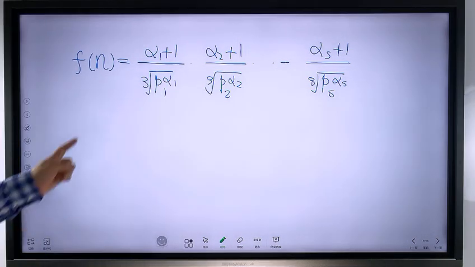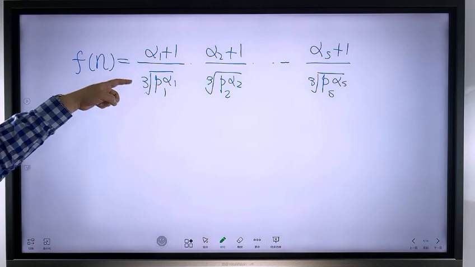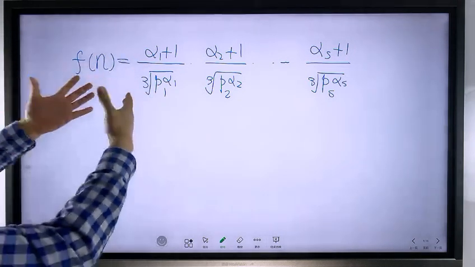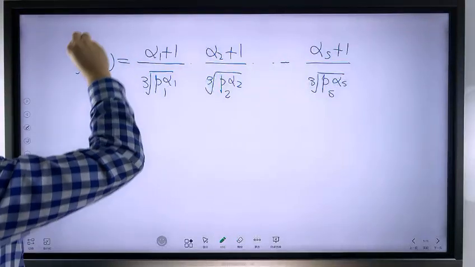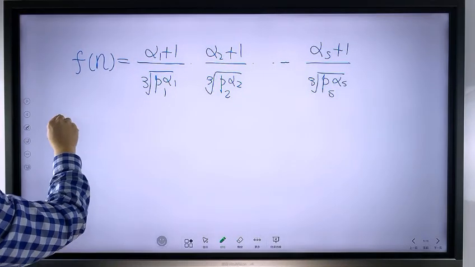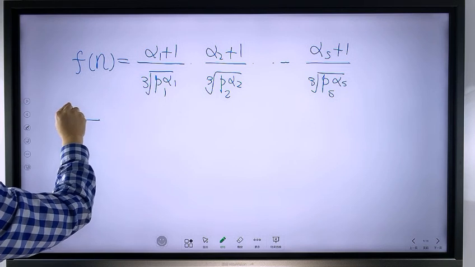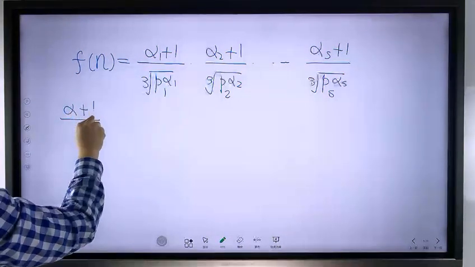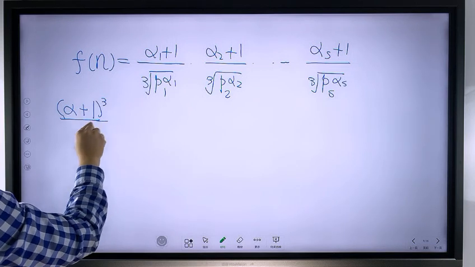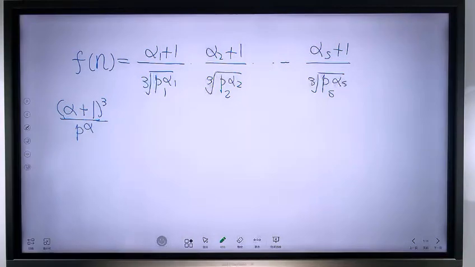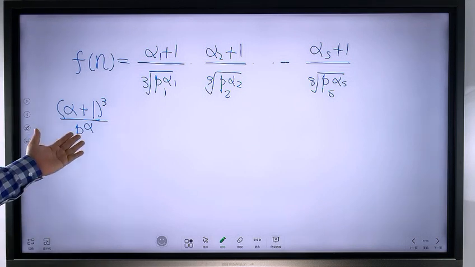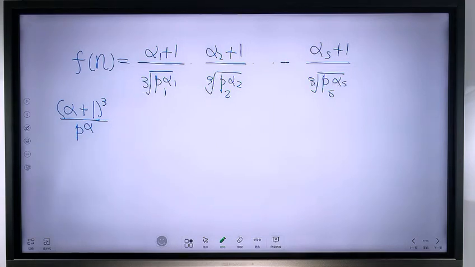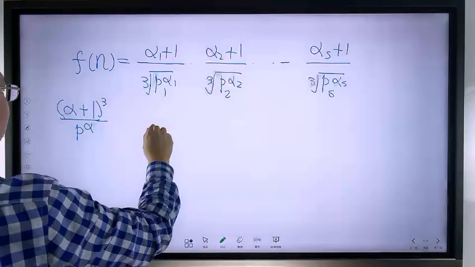Okay, so maybe we can start with 2, and determine whether this is greater than 1 or not. Because the cubic root is troublesome, it's better to take a cube and see how it goes. Essentially what we need to check is alpha plus 1 cubed over p to the alpha, to see for which prime p and which exponent this is greater than 1, and then we can multiply them together. Now maybe we can start with the prime number 2, and see how it goes.